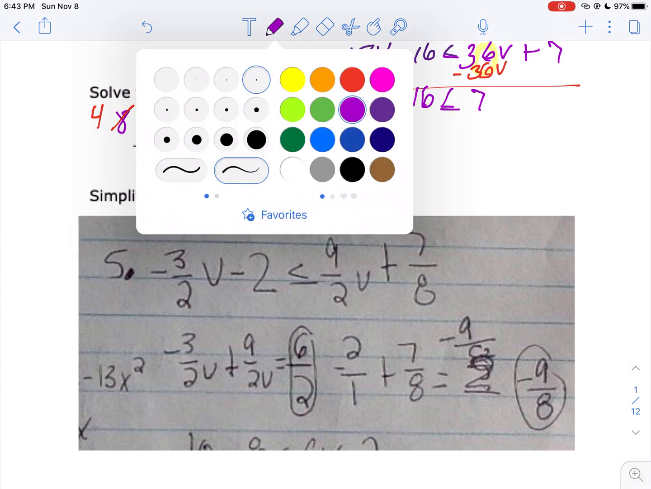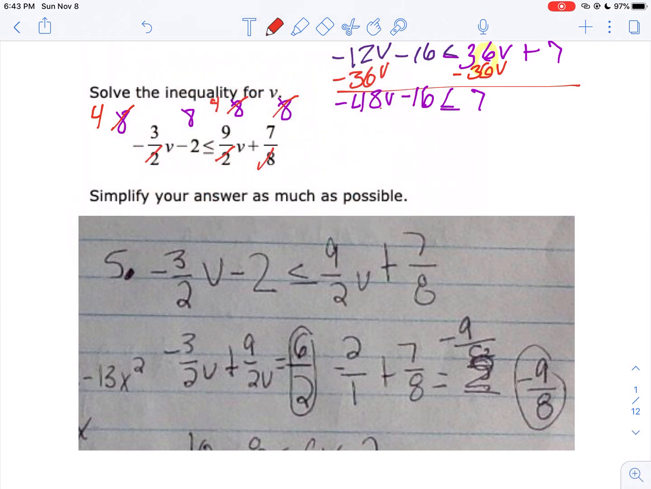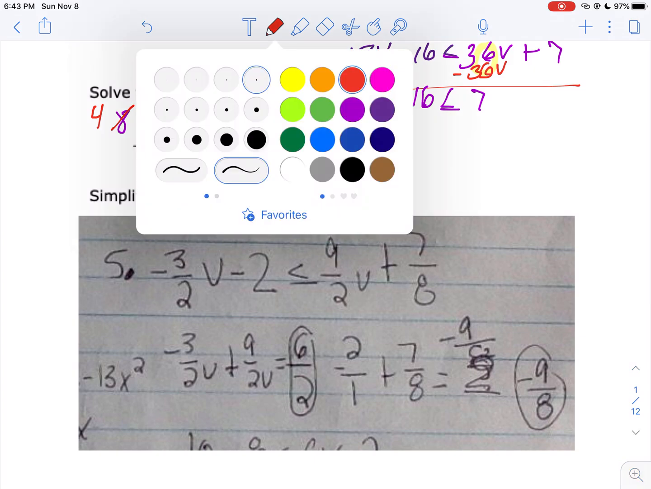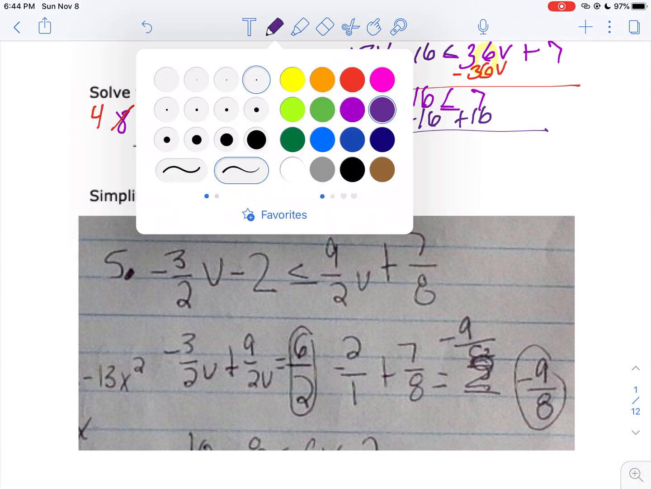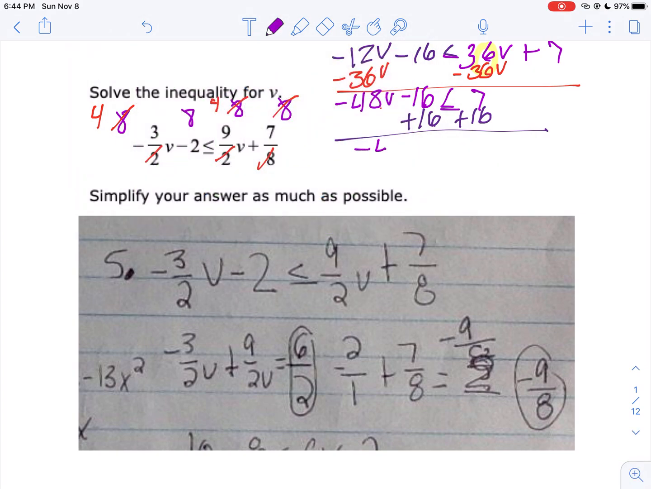Then we'll add 16 to both sides, because the opposite of subtracting is adding. And then we're going to get negative 48v, bring that down, is less than or equal to 16 plus 7 is 23. Finally, we divide by negative 48. When you divide both sides of an inequality by a negative, we have to flip the sign, so I'm going to do that before I forget. So v is greater than or equal to negative 23 over 48.